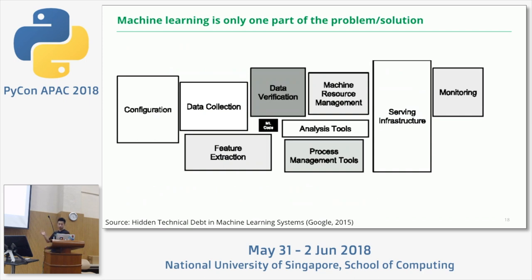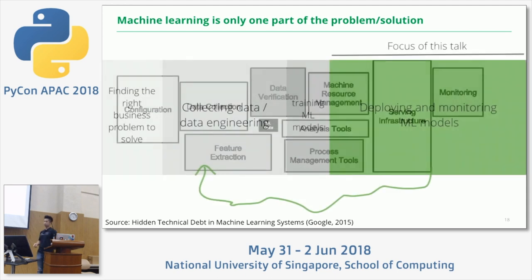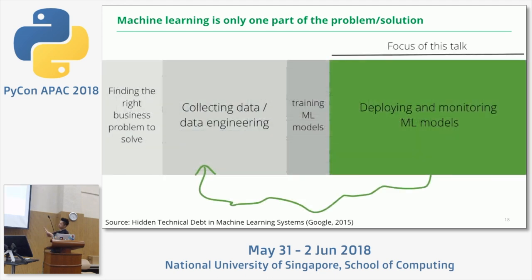So this is from a 2015 Google paper called The Technical Debt in Machine Learning Systems. Machine learning is that black box in the middle, it's the small part, but there's so much around it, right? Environment configuration, data collection, deployment and monitoring, things like that. And the ironic thing is that we spend most of our time on the black box, the machine learning part. Okay. So it can be reduced to these four bits.